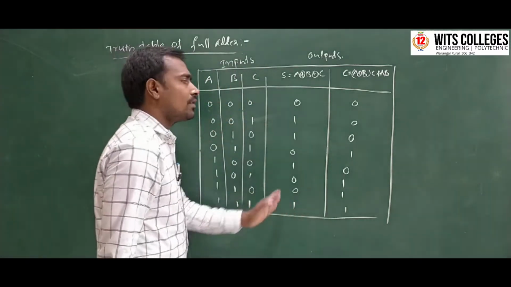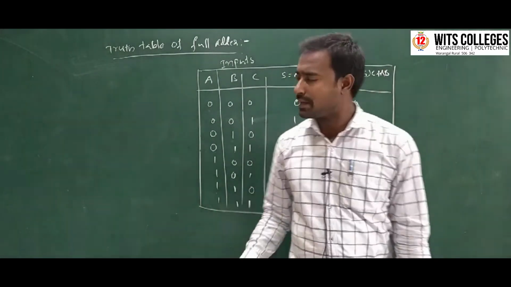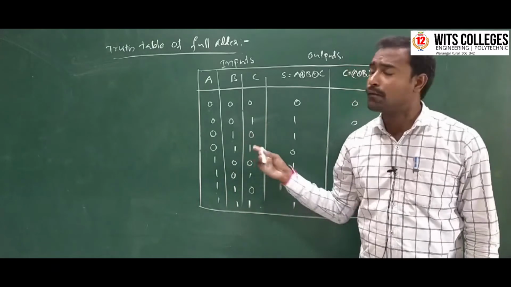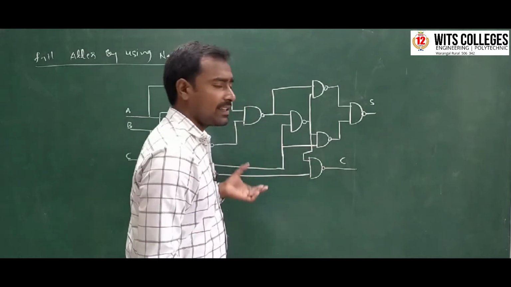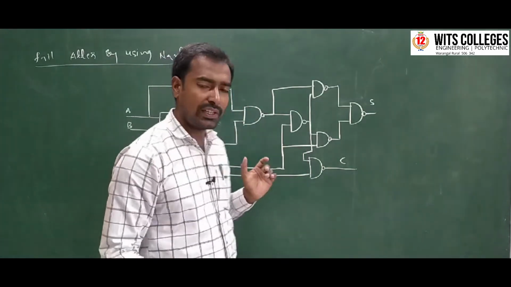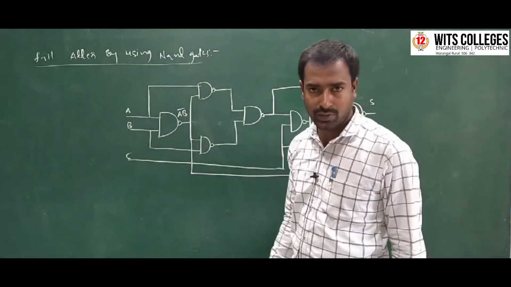So here these all are the sum and carry outputs we are getting when we are giving the three inputs A, B, C for the full adder circuit. Okay, next, full adder circuit by using only NAND gates. So here we are using only NAND gates to design the full adder circuit.